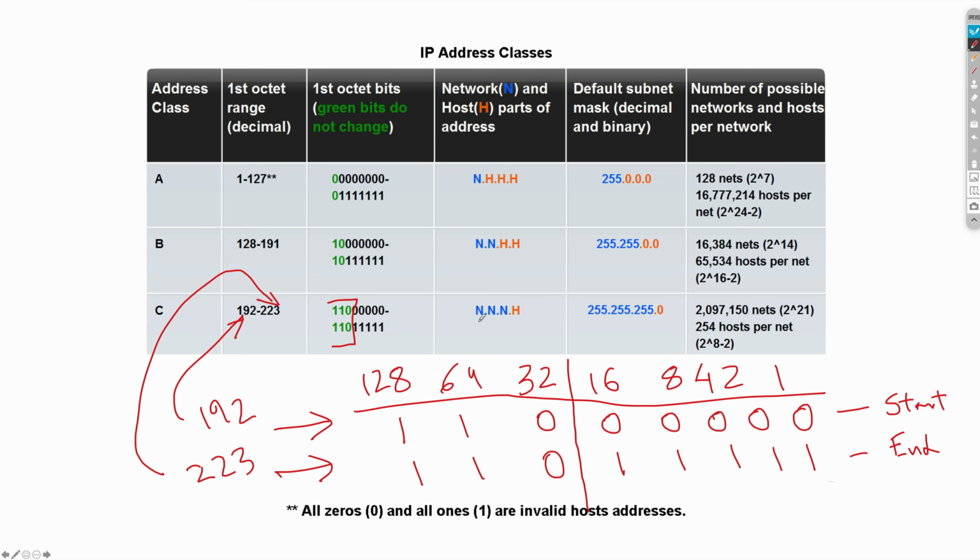Class C has the first 3 octets reserved for networks and the last octet reserved for hosts. And the default subnet mask in Class C is 255.255.255.0. Here we have total networks of 2 to the power of 21, over 2 million networks, but we have hosts of 2 to the power of 8 minus 2, which means 2 to the power of 8 is 256. But once again, we cannot use the first and the last in the range. That gives us a total of 254. And that's what we're seeing here.